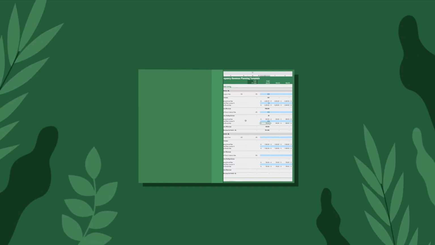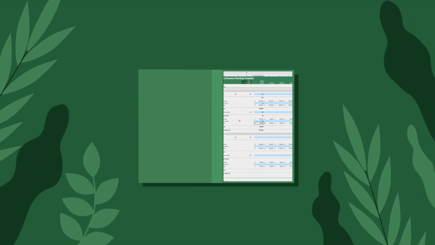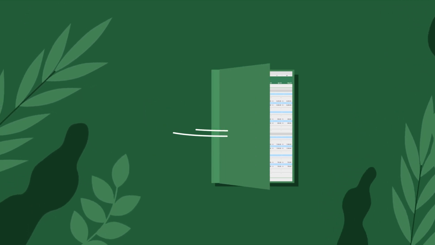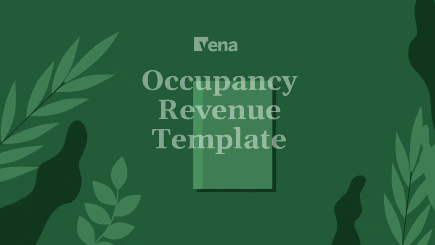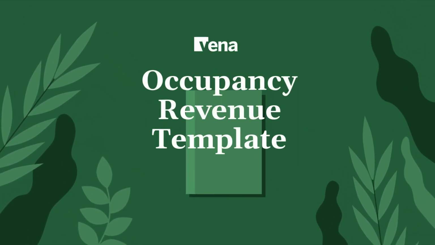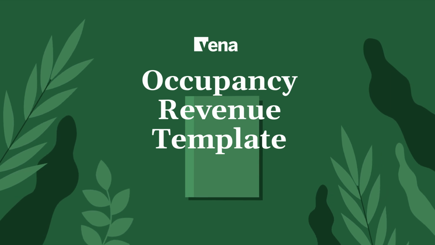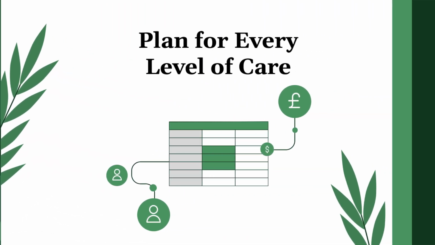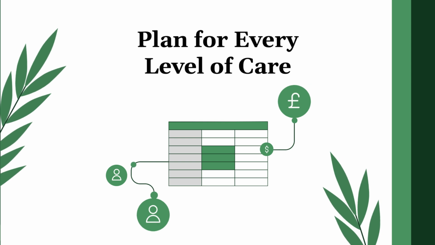Discover how to automatically calculate and visualize variances across timeframes and levels of care using the Room Occupancy Revenue template powered by Delbridge Solutions. This free template includes instructions and was built using best practices to help you save time when performing occupancy revenue planning across all levels of care in your senior living communities.